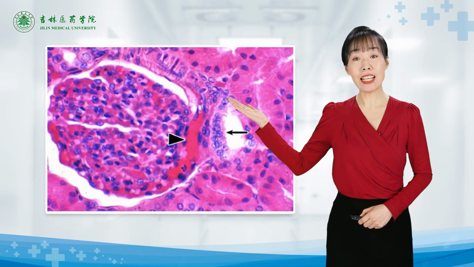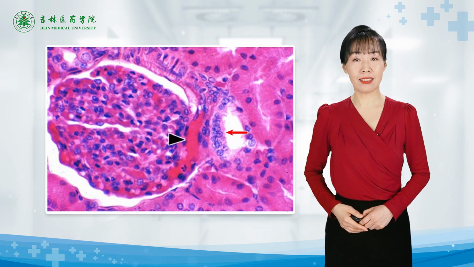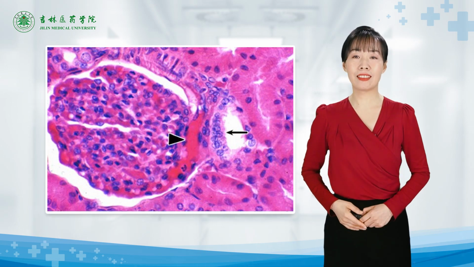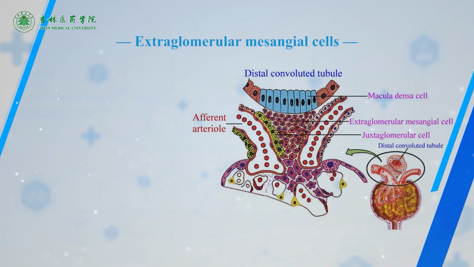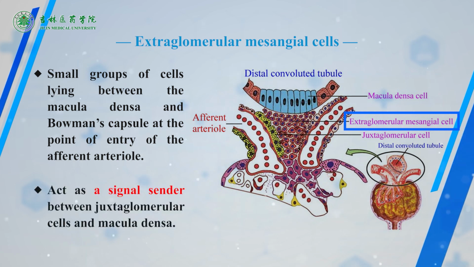Look at this picture. This is a renal corpuscle. The black arrowhead shows the arteriole. The arrow shows the macula densa. The cells are columnar and their nuclei are closely packed together. Extraglomerular mesangial cells are small groups of cells lying between the macula densa and the Bowman's capsule at the point of entry of the afferent arteriole. They act as a signal sender between juxtaglomerular cells and macula densa.